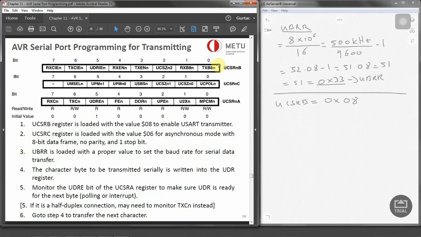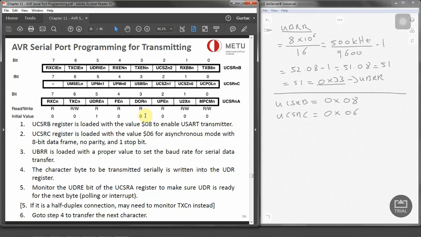Then for UCSRC, we want asynchronous mode, 8-bit data frame, no parity and one stop bit. So we can just use hex 06 over there because that's the default. If you want, you can set them individually, it's up to you.